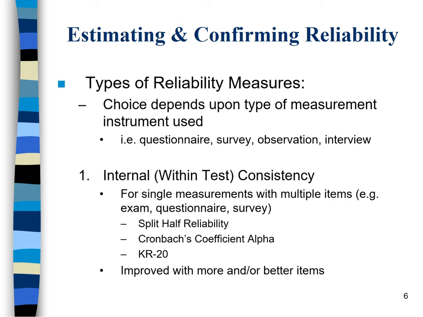The first one, and probably one of the most common ones used as far as reliability work, is known as internal consistency or within test consistency. So when do I use this? Imagine you have a survey that has multiple items on it, meaning multiple questions. This could be an exam, a questionnaire, a survey. And usually it's done when you're doing what we would call a cross-sectional study, when you're administering this survey at one point in time.